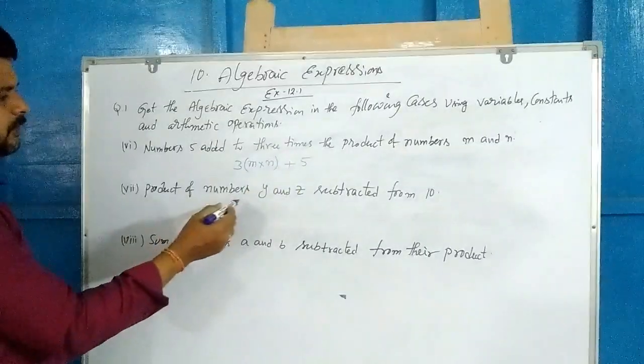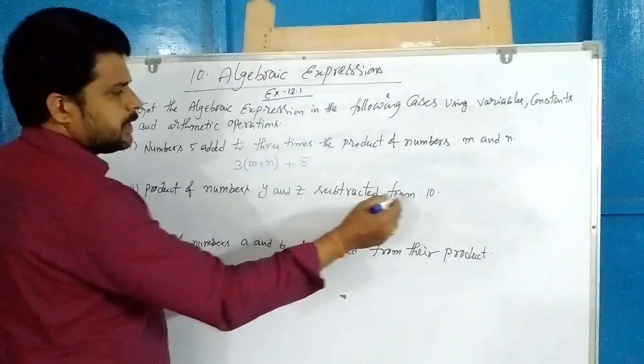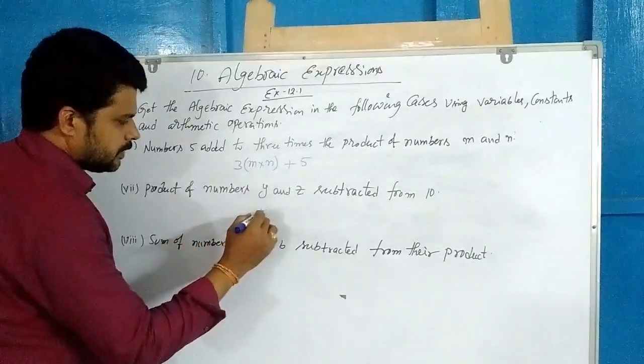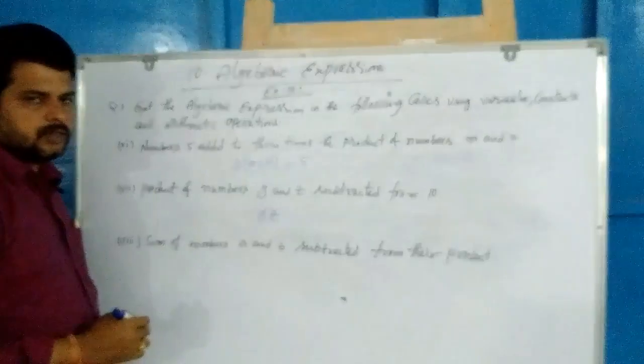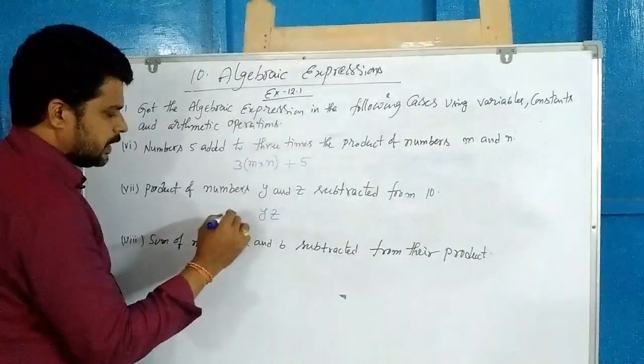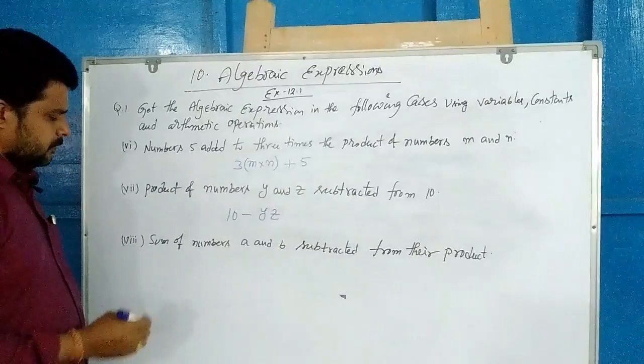Next, product of numbers y and z subtracted from 10. The product of numbers y and z, that means y into z, subtracted from 10. That means 10 minus yz.